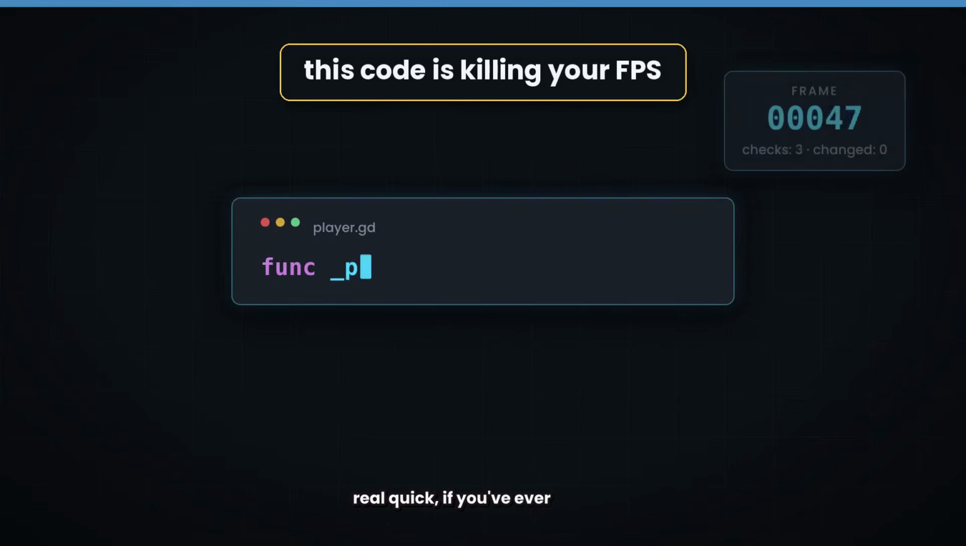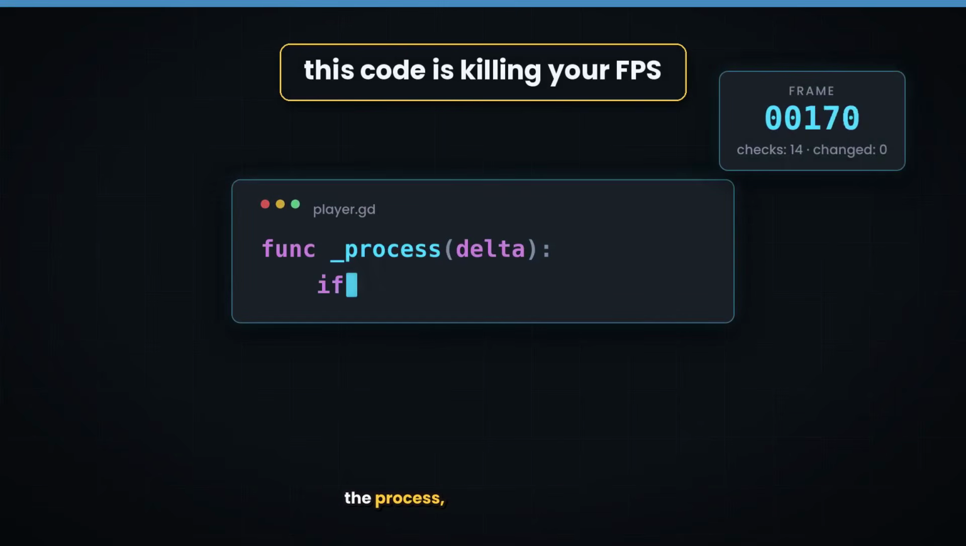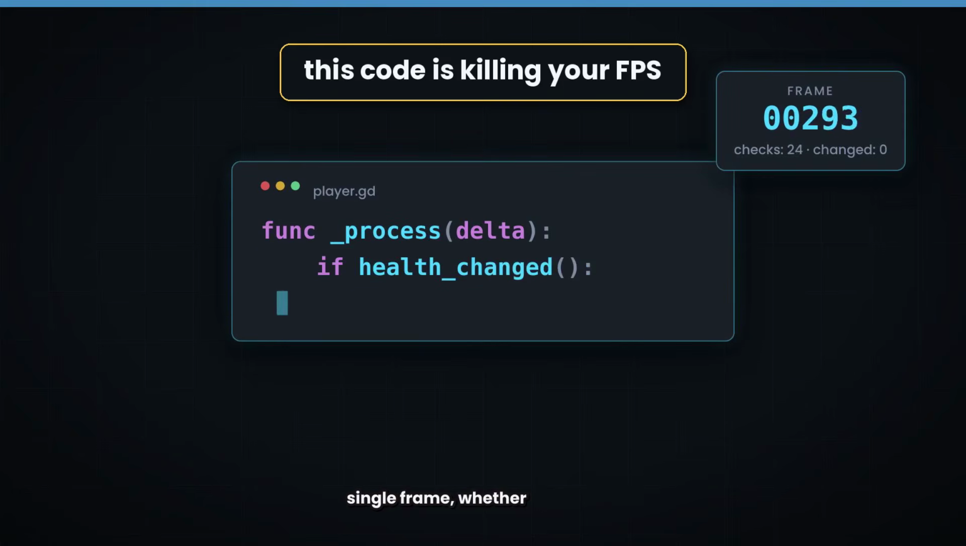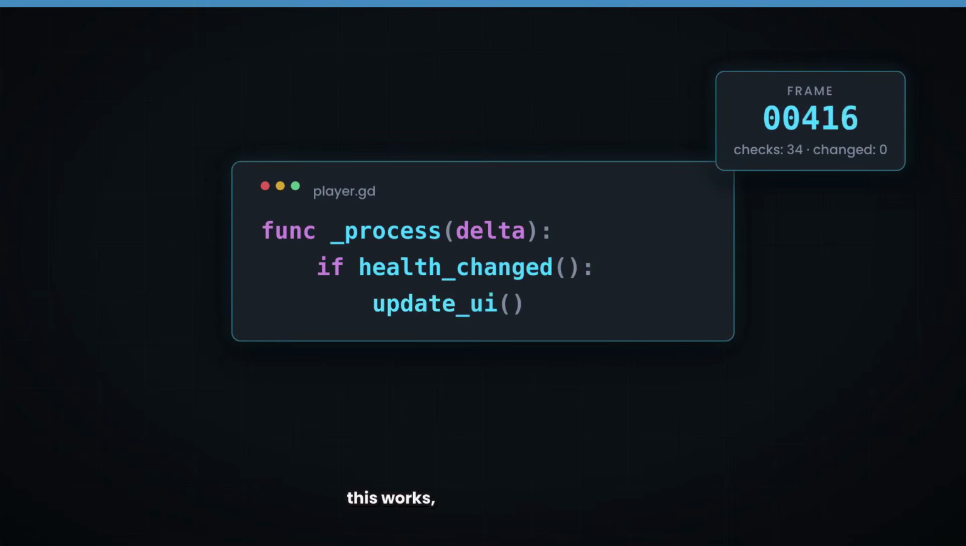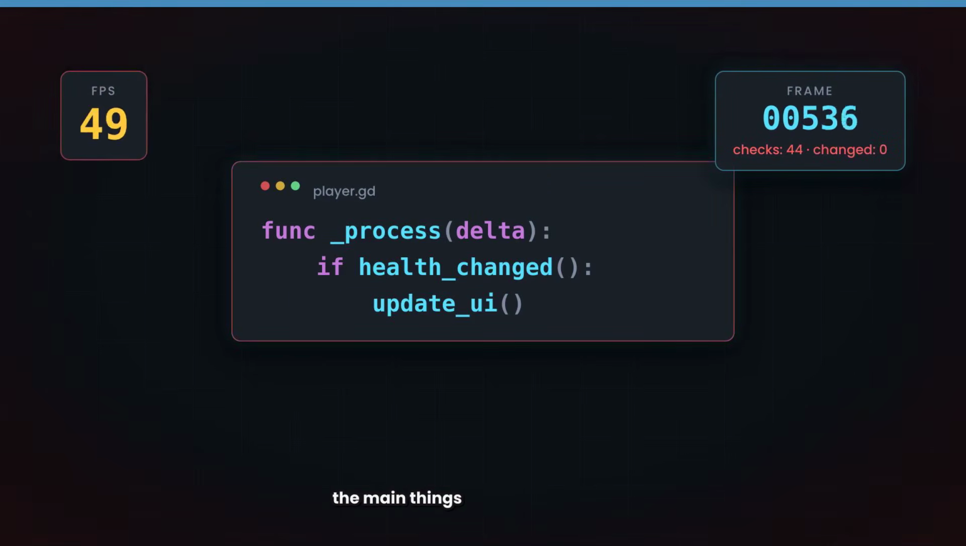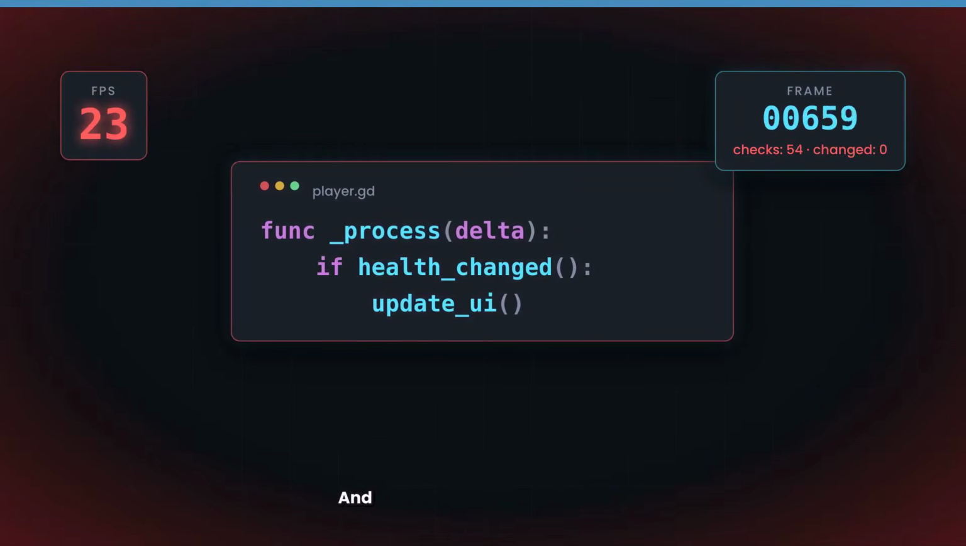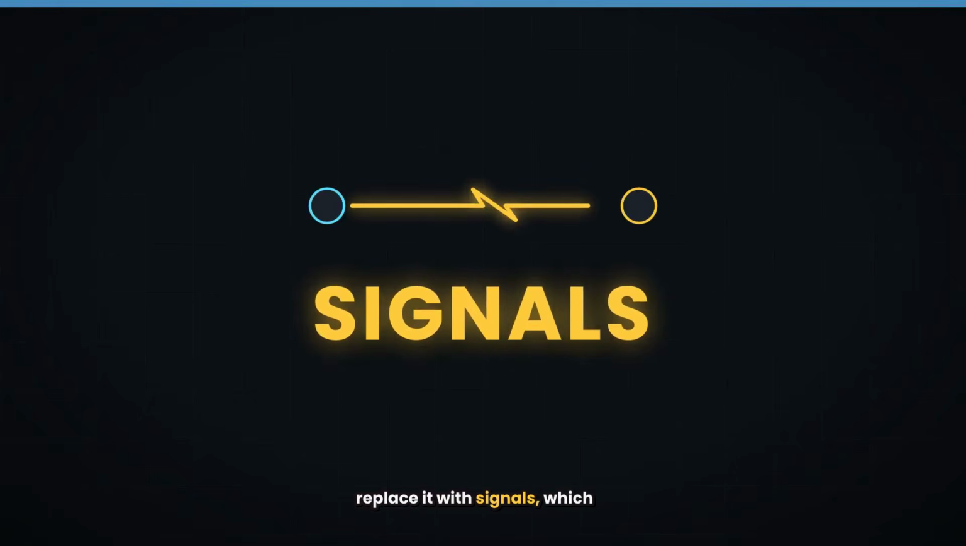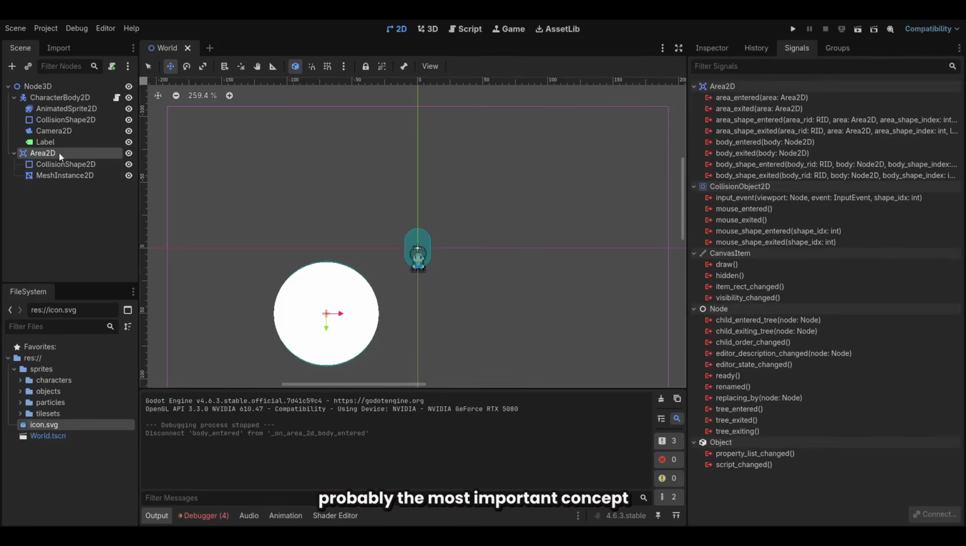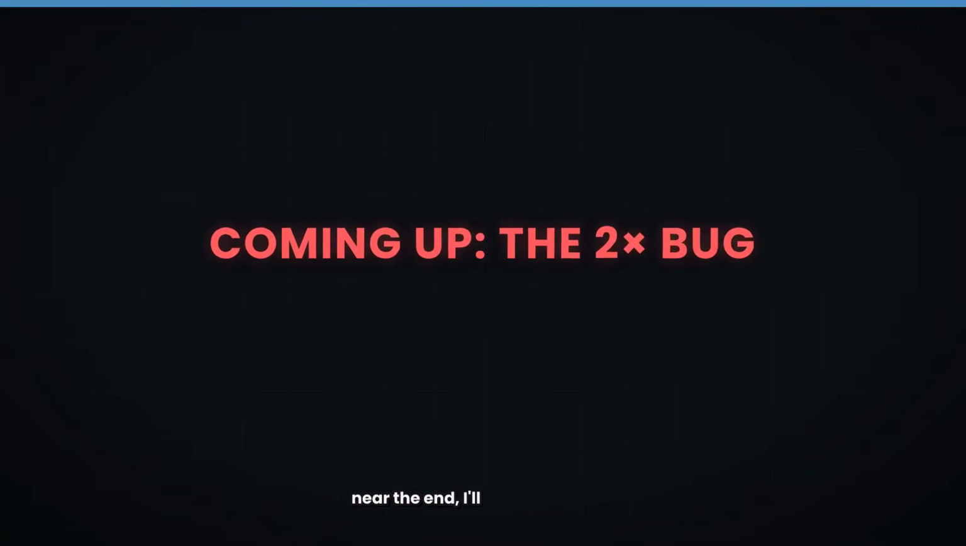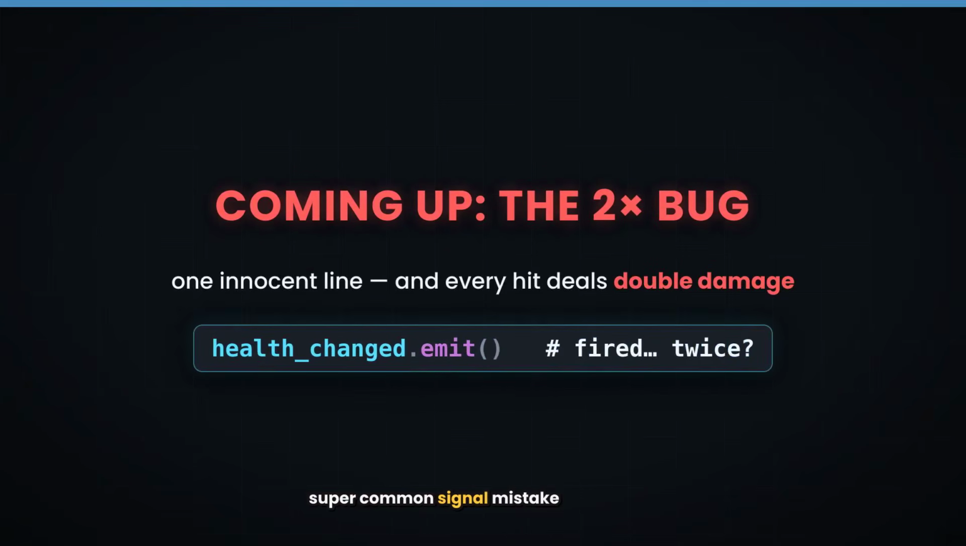So real quick, if you've ever written something like this, where inside of the process, we're checking every single frame whether something happened or not. Now, this works, but it's actually one of the main things that slowly kills your game's performance. And in this video, we're going to go ahead and delete all of this and replace it with signals, which is probably the most important concept in all of Godot. And near the end, I'll also show you a super common signal mistake that makes your code run twice without getting any errors. So do stick around for the last bit.